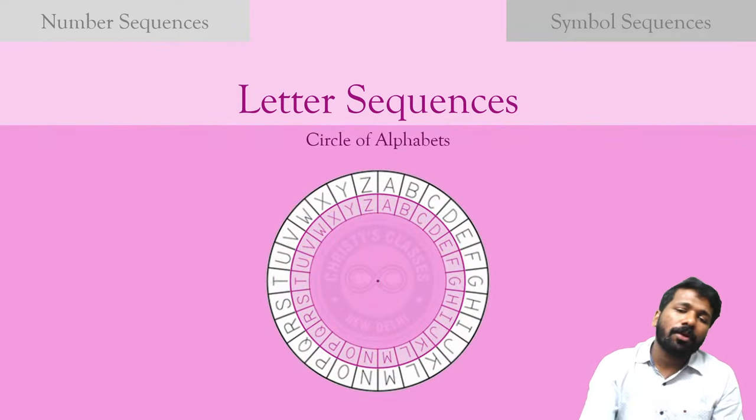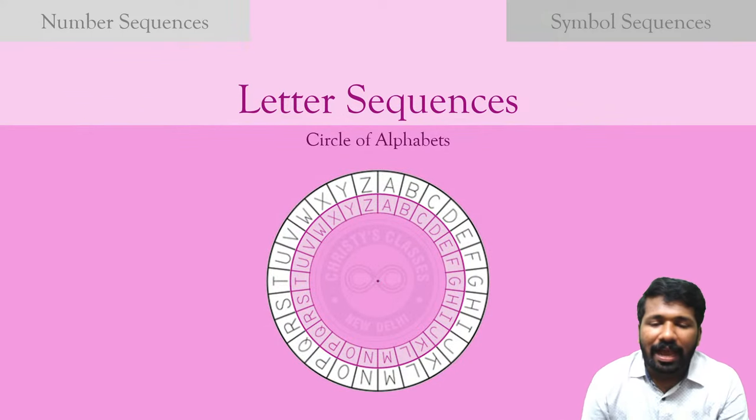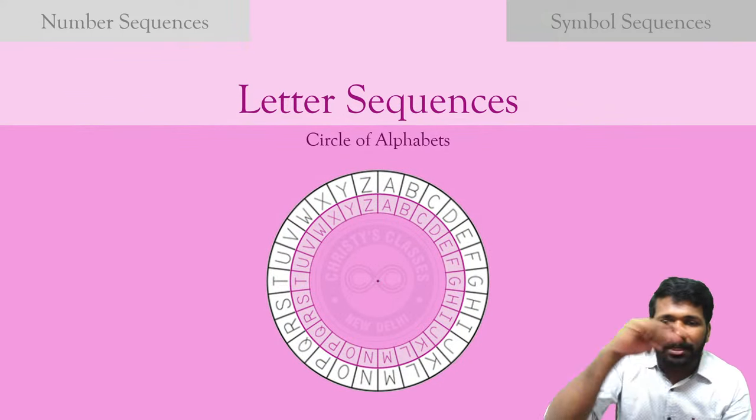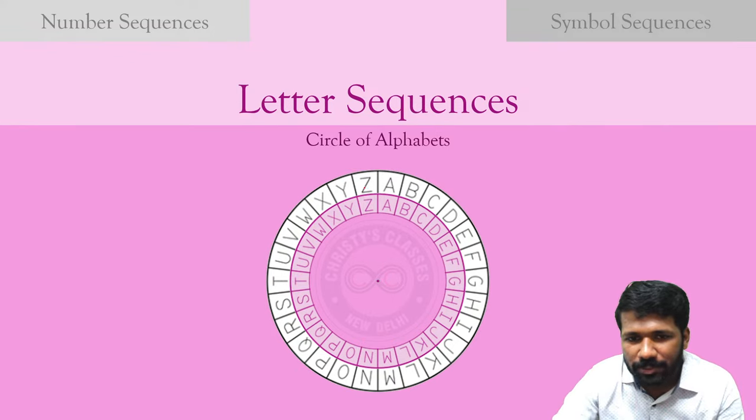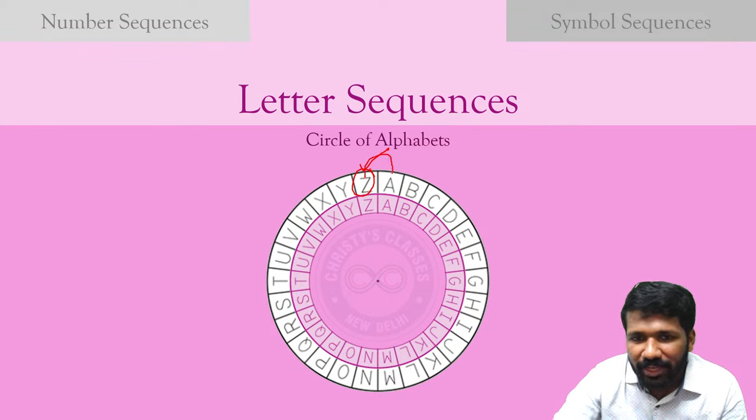And another important concept you should know is the alphabets are in a circle. Circle means it's a cycle. That means A to Z, after Z it is not the end. It's the beginning, A again. After Z again A is there.